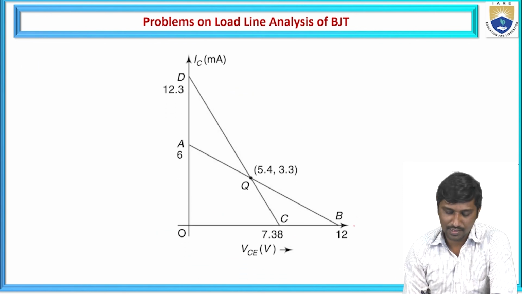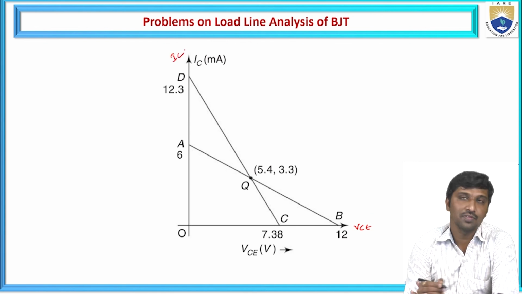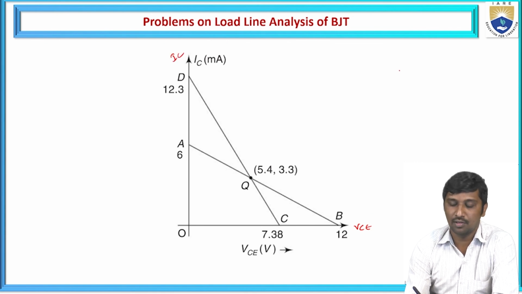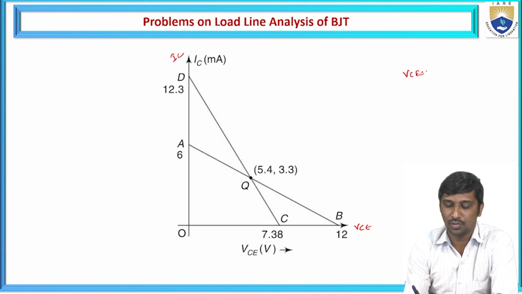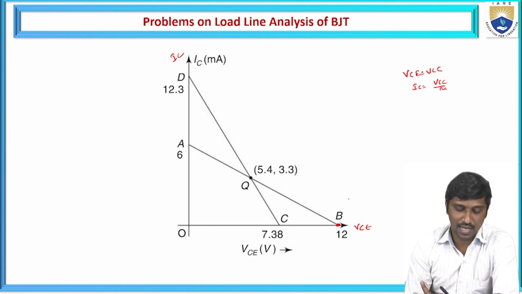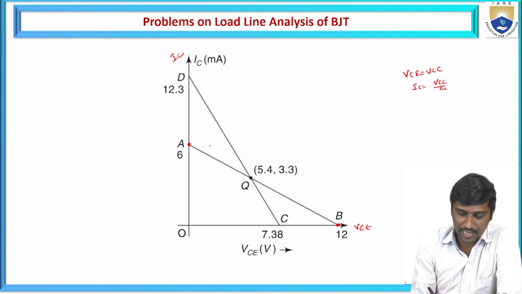By using all these three parameters, we need to draw the response of this load line analysis. The x-axis we take as VCE and the y-axis we take as IC. First, we need to draw the DC load line. The load line contains VCE equal to VCC, and IC equal to VCC by RC. When VCE is equal to VCC, that is 12 volts, and IC is VCC by RC, we got 6 milliamps. The line joining points A and B indicates the DC load line.